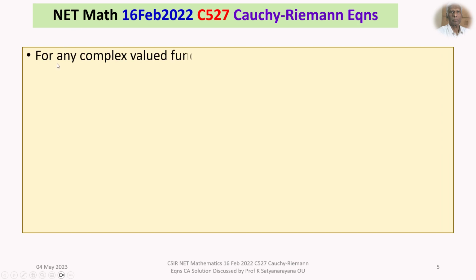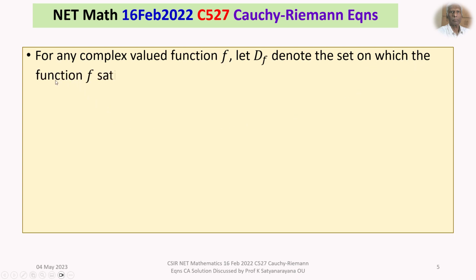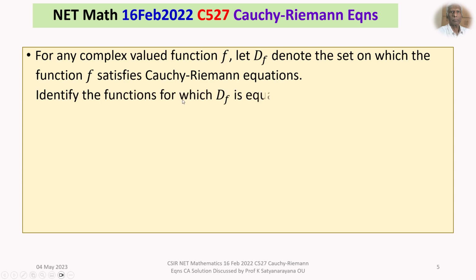The given question is, for any complex valued function f, let d suffix f denote the set on which the function f satisfies Cauchy-Riemann equations. Identify the functions for which d_f is equal to C. We are given four options. Option 1, f of z is equal to z by 1 plus mod z.